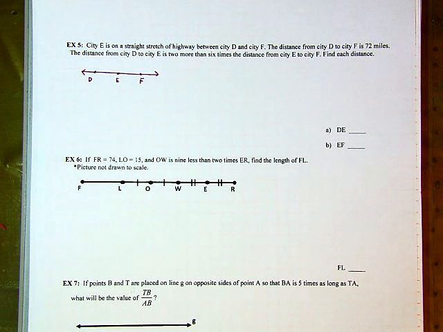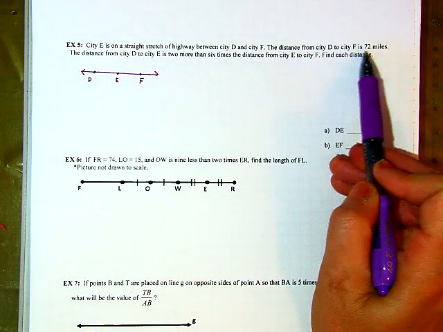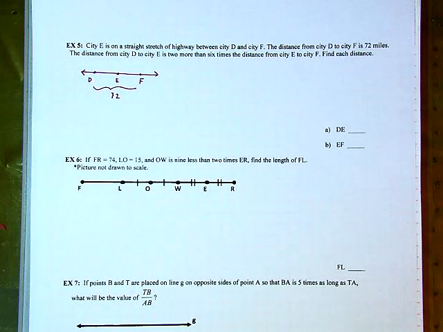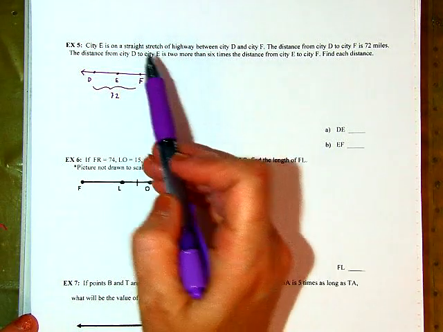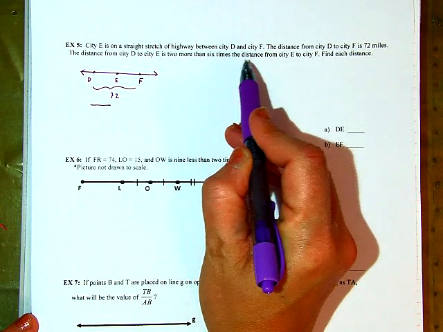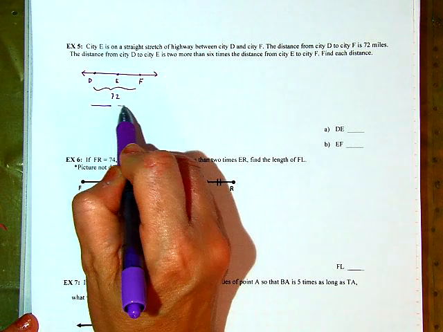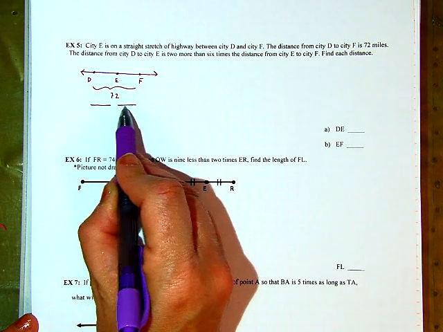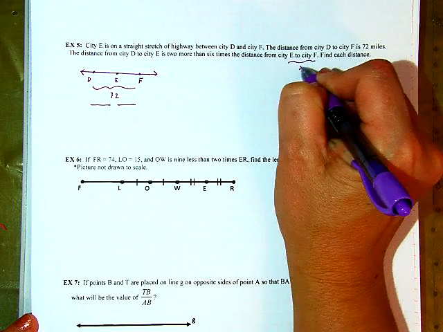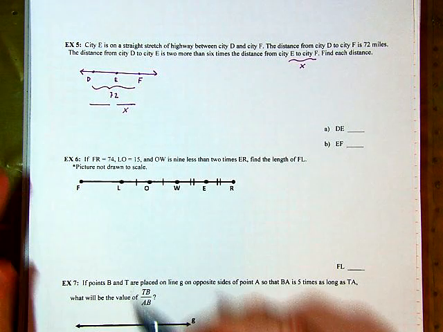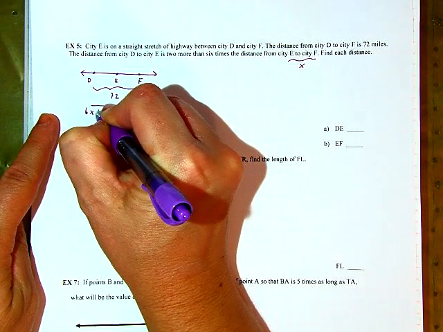So let me read back through the problem. I know that the distance from D to F is 72 miles. So I know that this whole span is 72 miles. We're also told that the distance from D to E, so that's this distance right here, is 2 more than 6 times the distance from E to F. Well, this is E to F right here. So we're defining the distance right here in terms of this distance right here. So E to F, that is my x. That's my unknown. So then if I read back, 2 more than 6 times the distance from city E to F? Well, this would be 6x plus 2.